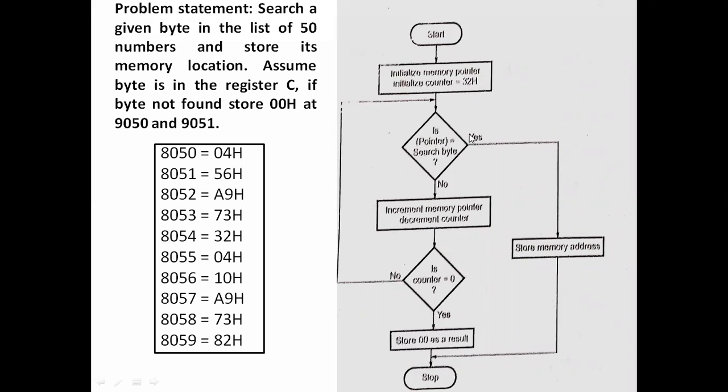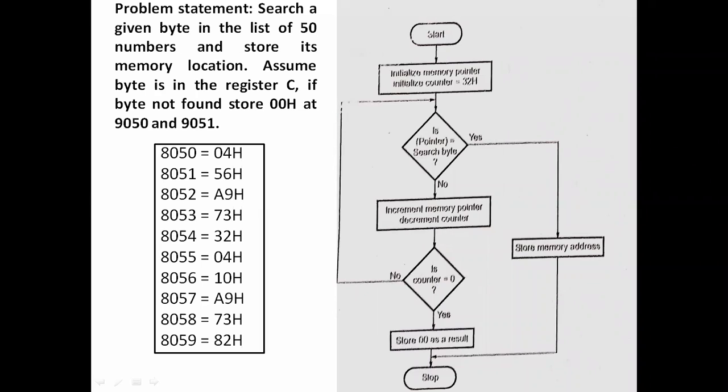And then the memory pointer is equal to the search byte, means we will take the first number and compare it with the content of C. If it is equal, then we will store the memory address. And if it is not so, we will increment the memory pointer and decrement the counter, and if the counter is not 0, we will repeat the process. So this process is repeated till the number is equal to the search byte. If it is so, it will store the memory address. Otherwise, it will store the result and stop.